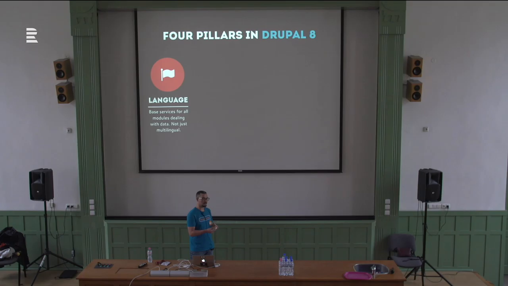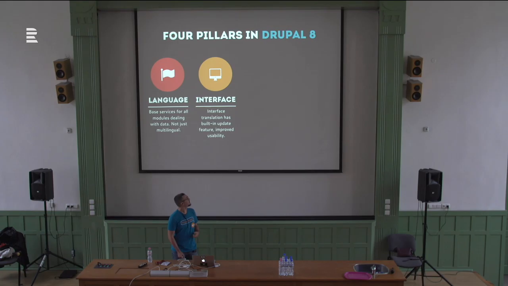The second pillar is the interface translation module. In Drupal 7, we had the locale module, which had the languages and also the interface translations. In Drupal 8, this is in a different module, so you can have a site where you want to have different languages, but maybe you don't want to translate your interface. The interface translation module provides the ability of translating your interface, but also includes the ability of automatically downloading your translations from localize.drupal.org. So you don't need the localization update module anymore. It's already built into core.